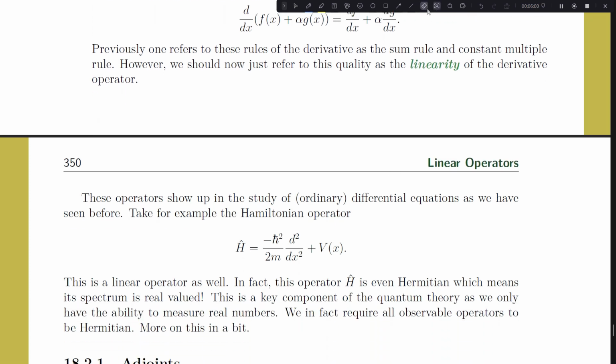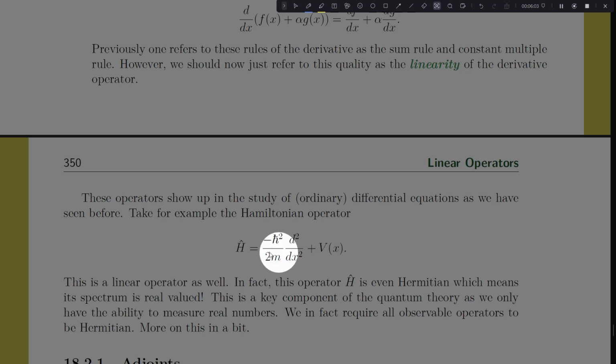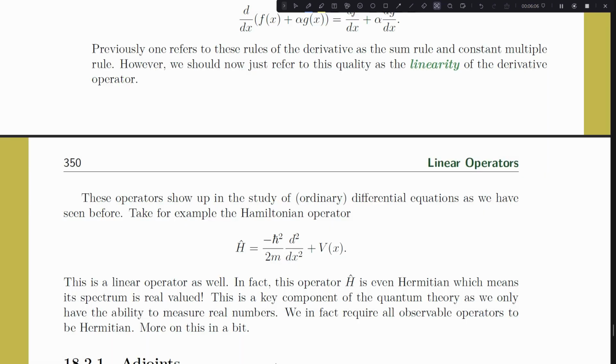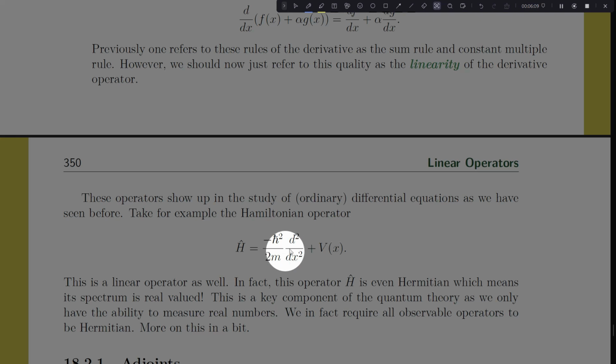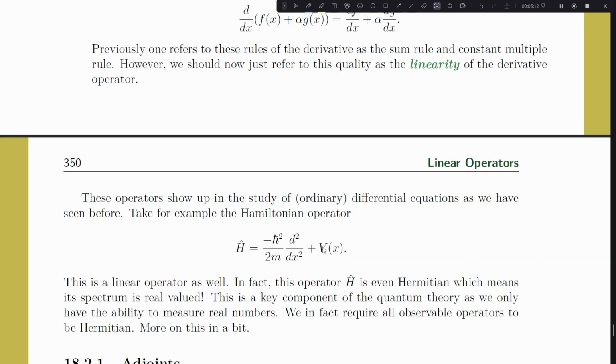A great example of a more general linear operator that you would construct out of a linear combination of linear operators is the Hamiltonian operator that you've seen for maybe your Schrodinger equation. You'll have something like H psi equals E psi. That's an eigenvalue equation. H hat psi equals E psi. This is an eigenvalue equation.